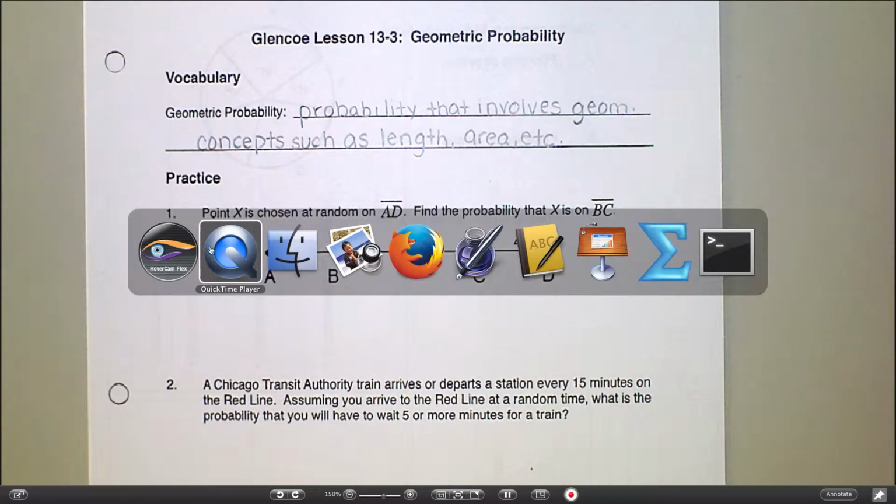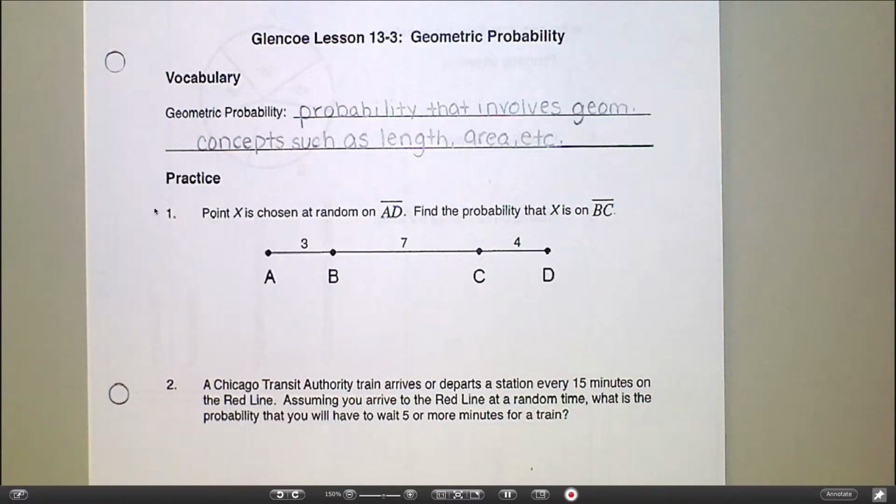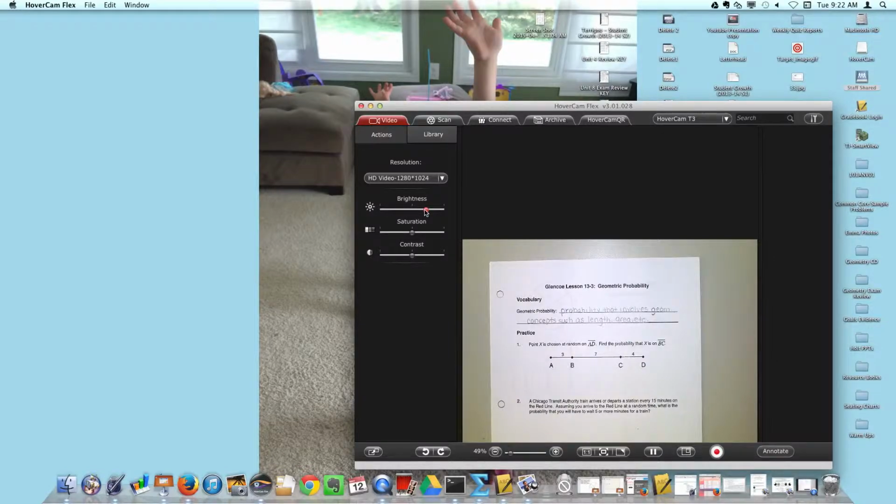Tone down the brightness a little bit. Dial that back some. Okay.